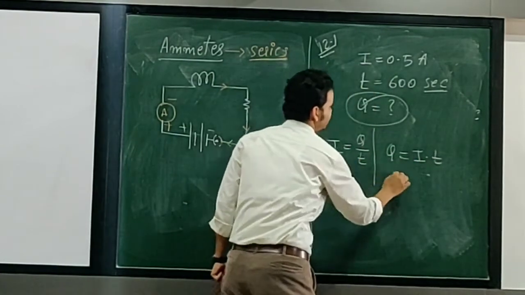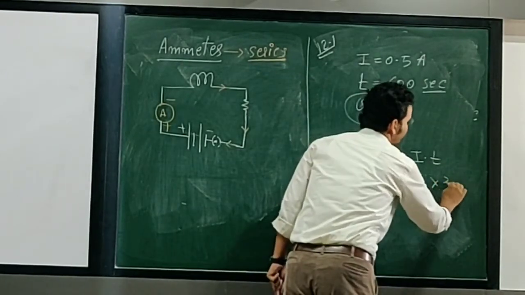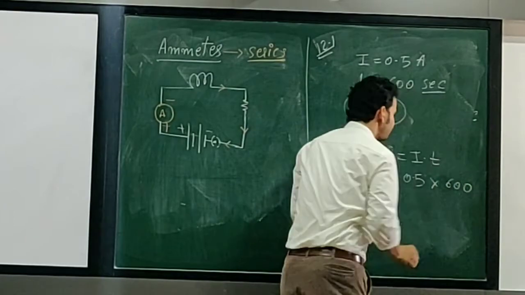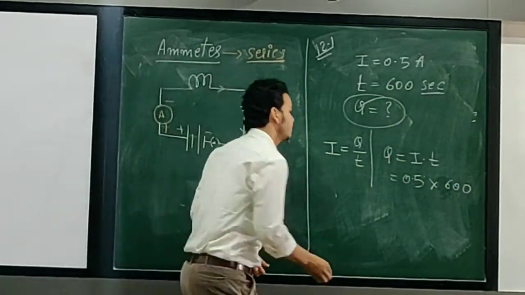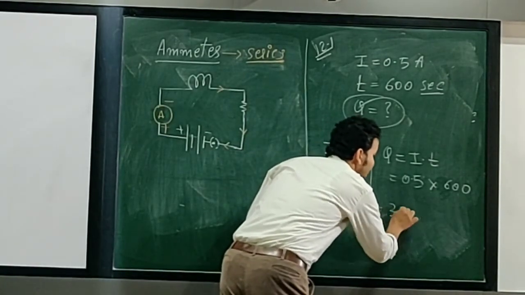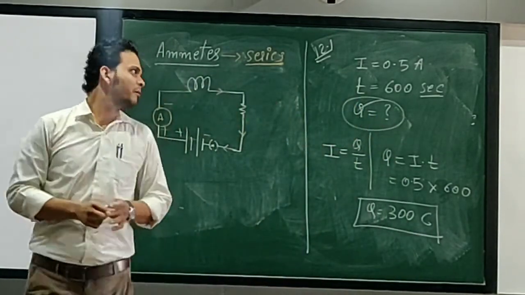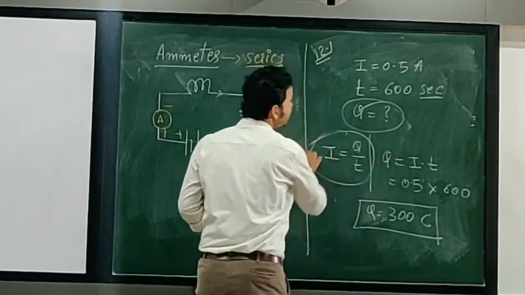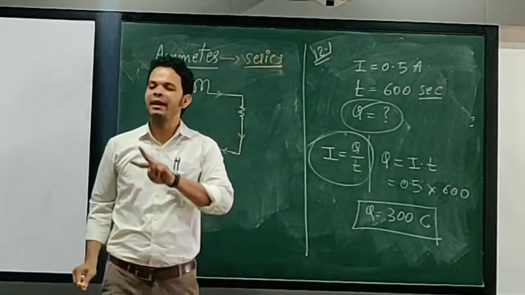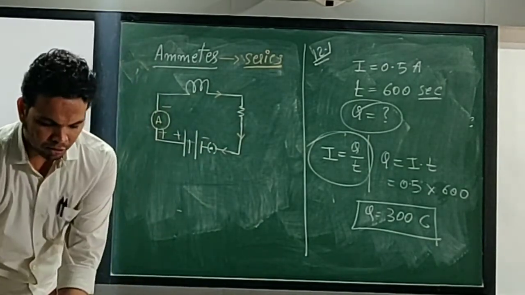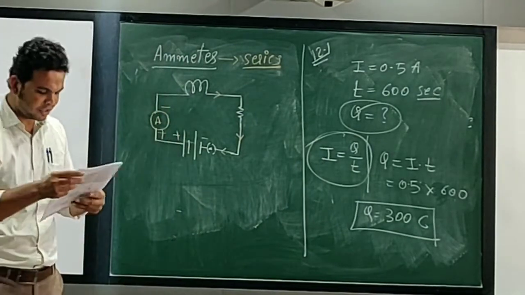Now I is given, yes it is given, 0.5. T is given, yes it is also given, 600. So 600 into 0.5 is the charge which would have flown through the wire: Q is equal to 300 coulomb. Okay. So from this formula, if any two quantities, whether the current, the charge or the time, are given, then we can always find the third quantity. Okay. So yes, that is for the discussion.